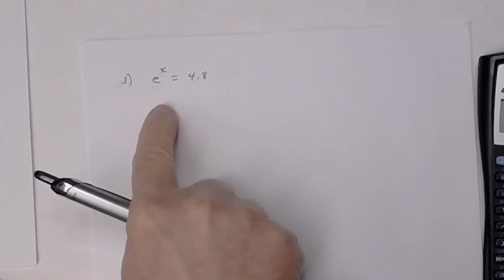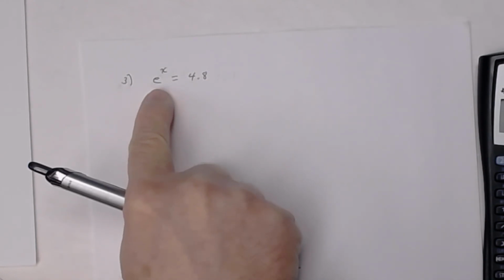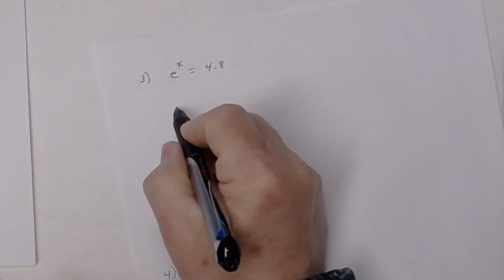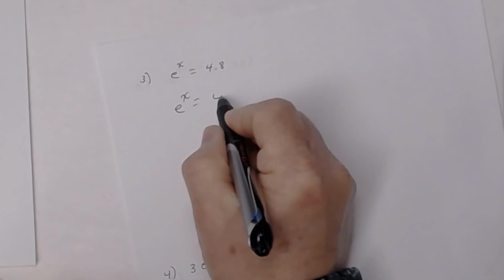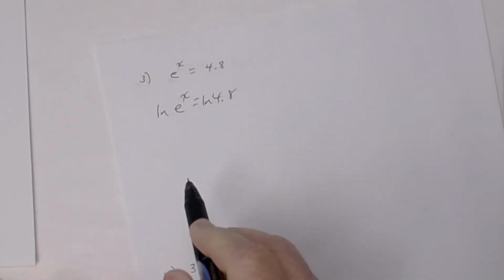If you see base e, like right here, number 3, what do you think you're going to use? You can take the log of both sides. You can use a common logarithm. But it is so much more efficient if you use a natural logarithm. All right, so let's go ahead and do that. So we're going to have e to the x equals 4.8. So I'm going to take the natural log of both sides, just like that.